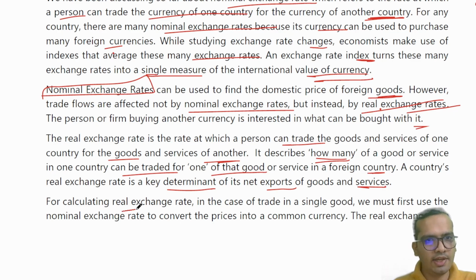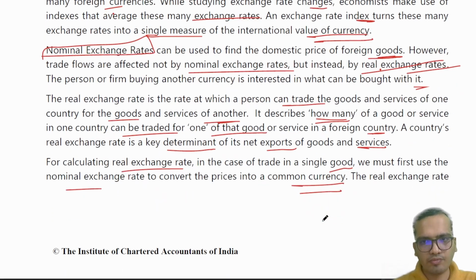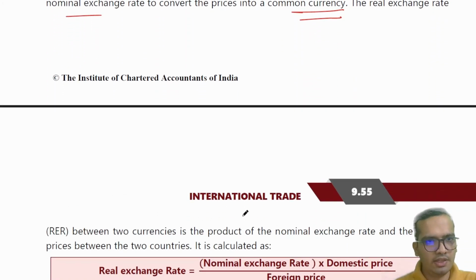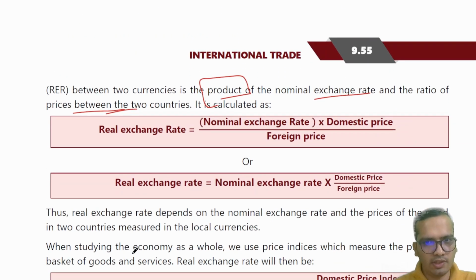For calculating real exchange rate, in case of trade in a single good, we must first use the nominal exchange rate to convert price to a common currency. The real exchange rate between two countries is the product of the nominal exchange rate and the ratio of prices between two countries. कैसा कैलकुलेट होता है वो देखते हैं. So real exchange rate equals nominal exchange rate multiplied by domestic price divided by foreign price.